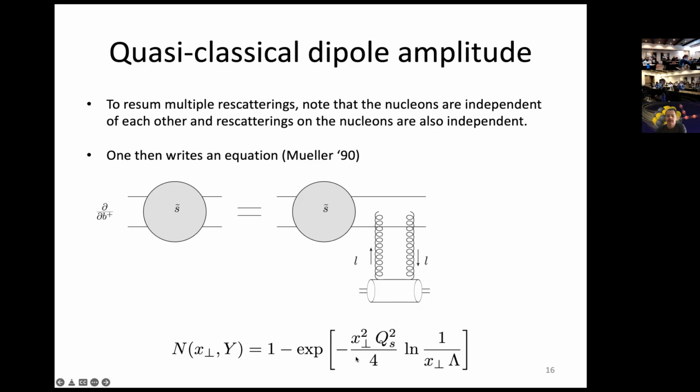So this is what comes out from this calculation. We're resumming these individual rescatterings, and if we resum them all, the result is just an exponential of a single rescattering, and this 1 minus exponential again removes the term without any interaction. So that if we expand this, we always have at least one interaction with the target.